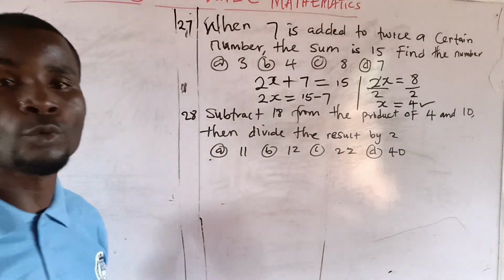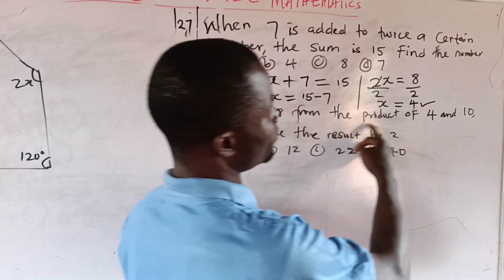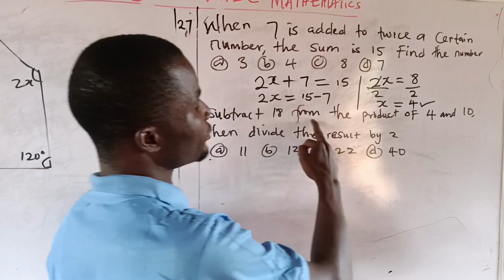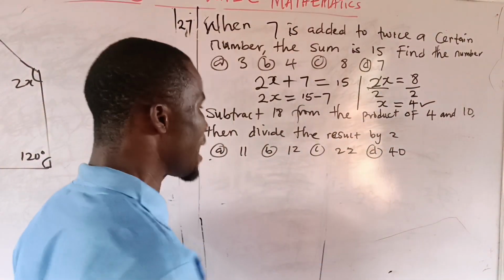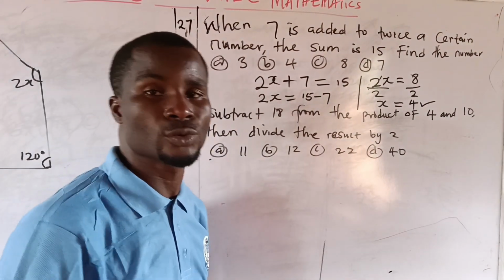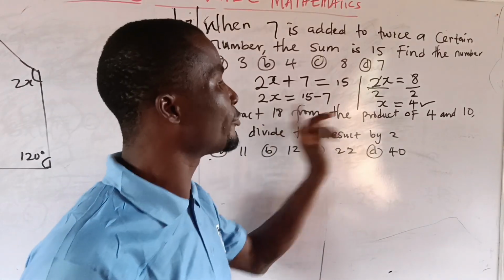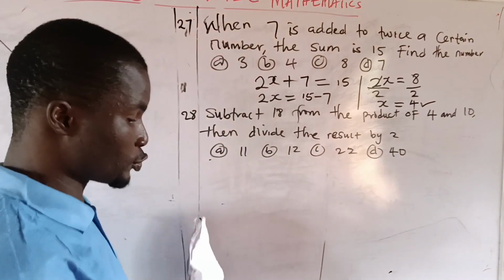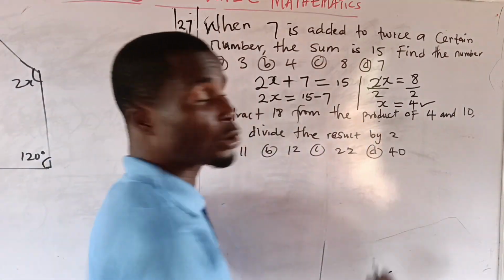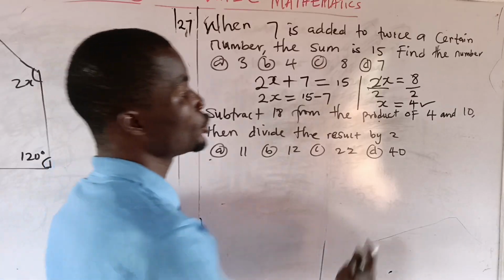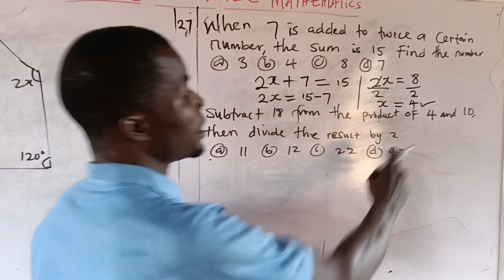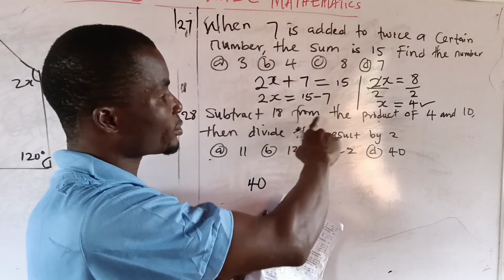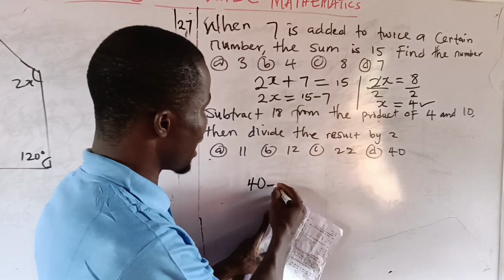So now let's check question 28. Subtract 18 from the product of 4 and 10. Then divide the result by 2. So we are asked to subtract 18 from the product of 4 and 10. The product of 4 and 10 is what? Product means times or multiplication. So 4 times 10 will give us 40, right? And they ask us to subtract 18 from it. Minus 18, right?